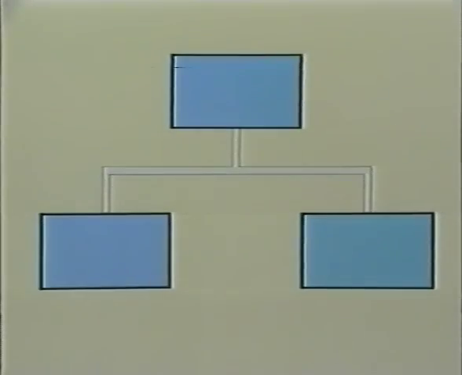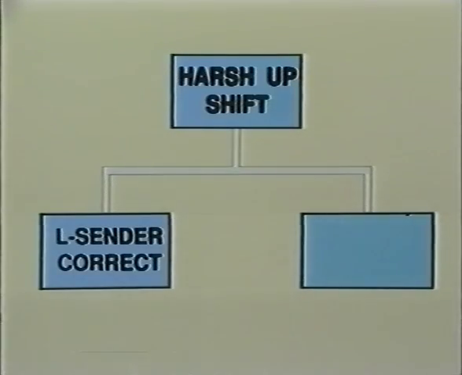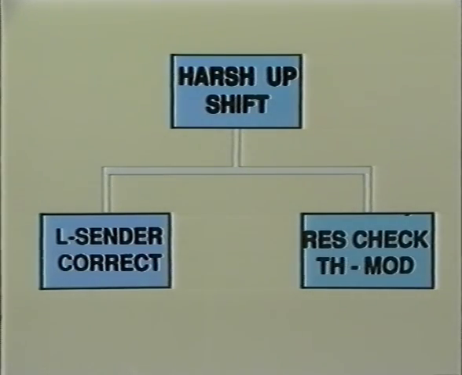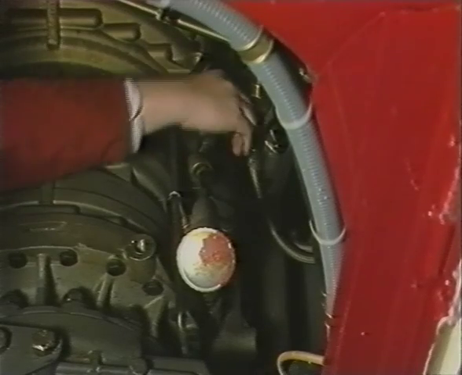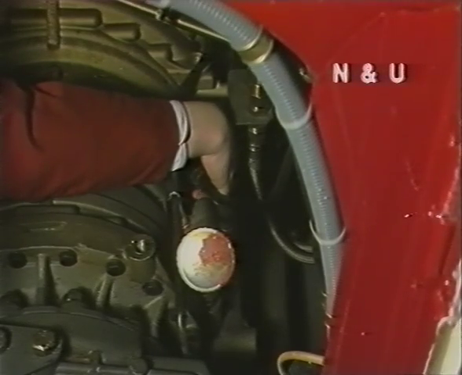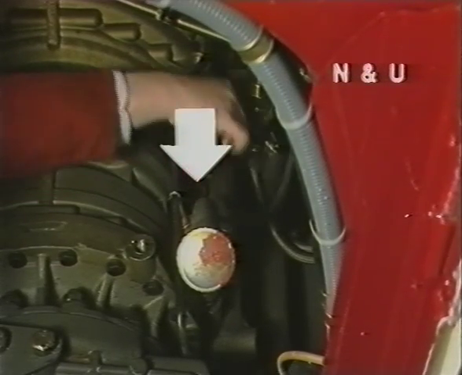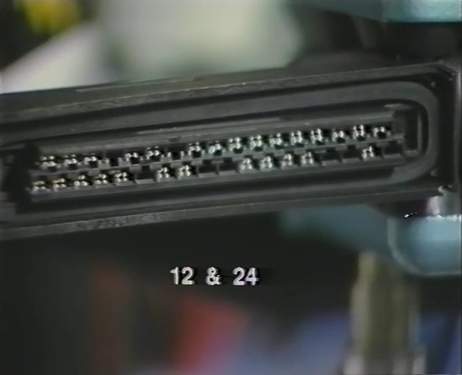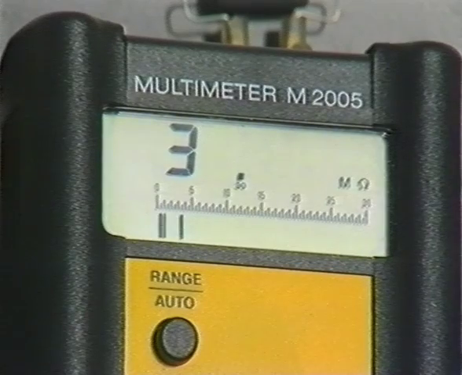Referring to the original test, had the load sender been correct, a resistance check must be carried out on the throttle modulator solenoid and cable, at N and U at the gearbox socket and 12 and 24 on the panel plug. The reading should be 8.3 ohms.